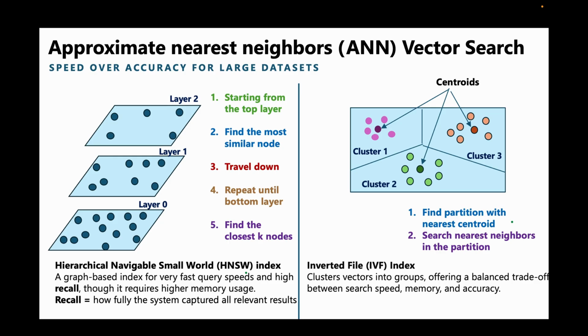The middle layers have medium density of vectors. These layers contain vectors from the top layers as well as some more. Think of them as city level roads where the search is refined step by step, narrowing down to more relevant candidates. The bottom layer contains all vectors, including all from the upper layers. It represents a street level detail where the final and most precise search happens.